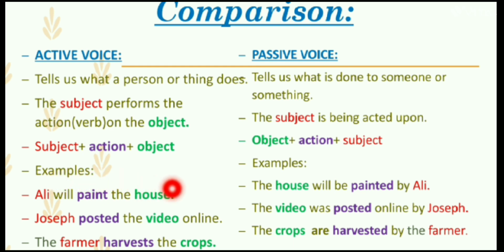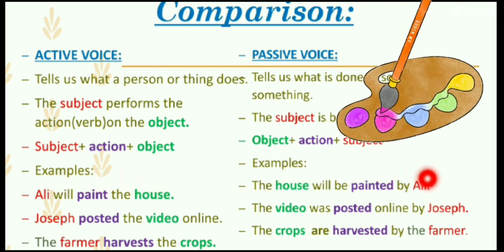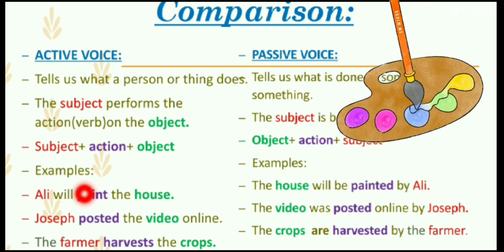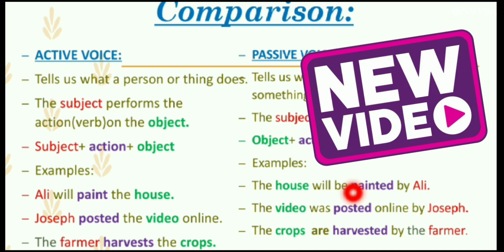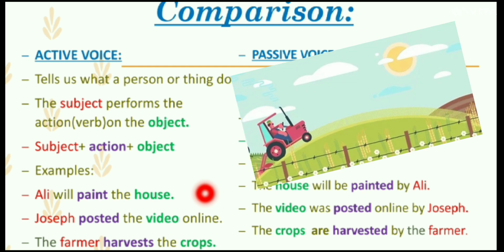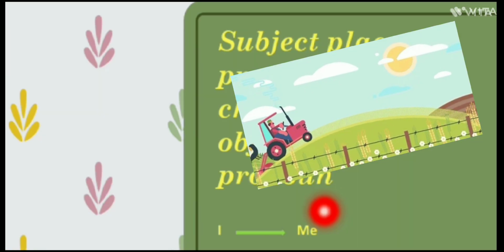Let's see some examples. Ali will paint the house. Future indefinite, the house will be painted by Ali. Joseph posted the video online. Past indefinite, the video was posted online by Joseph. And the last one, the farmer harvests the crops. Present indefinite, the crops are harvested by the farmer.